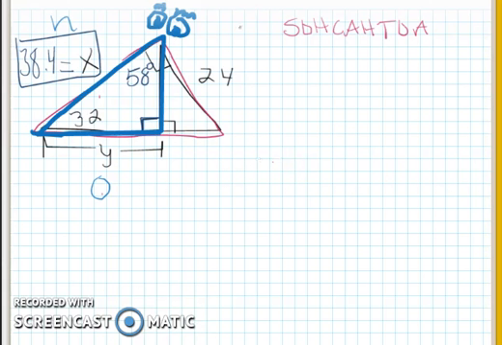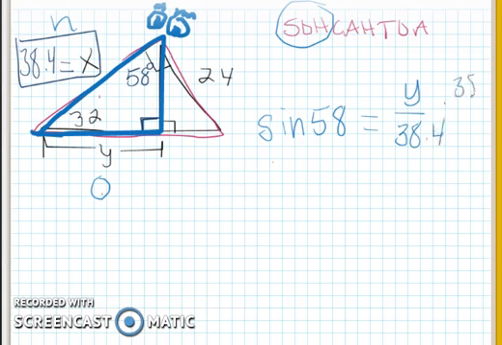Opposite and hypotenuse, so we're doing the sine of 58 equals opposite over 38.4. Multiply that out, and we get 38.4 times sine of 58, and that will give me the value of y.